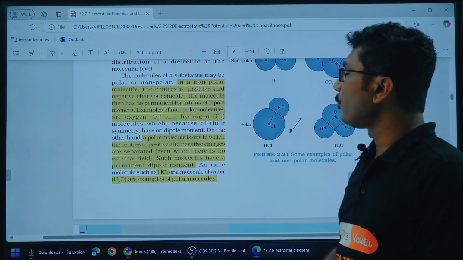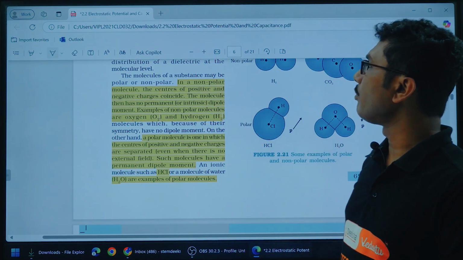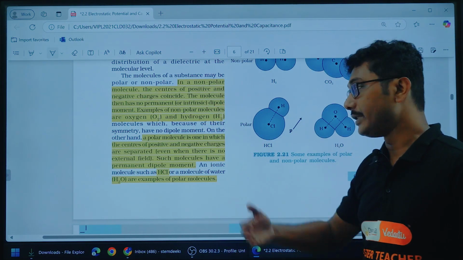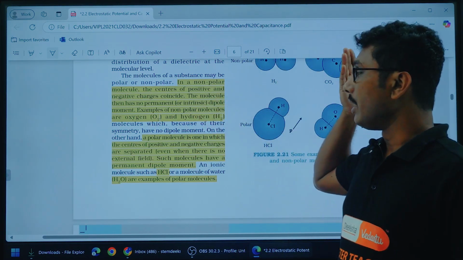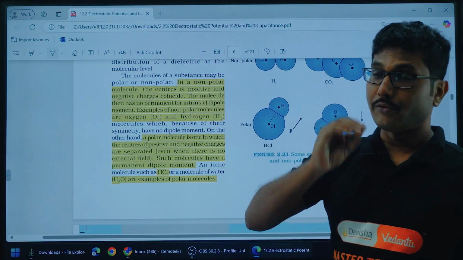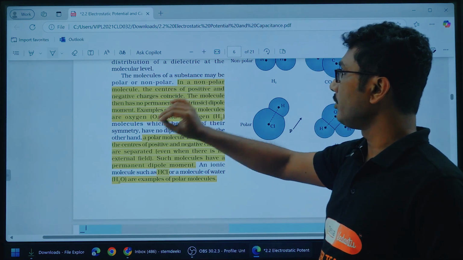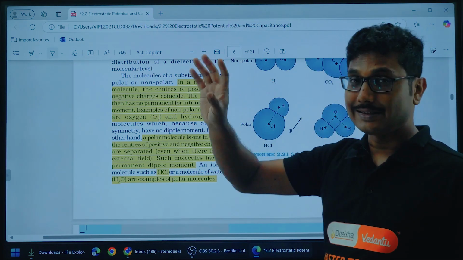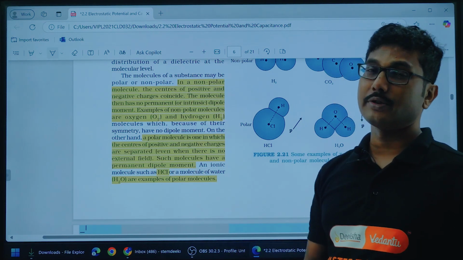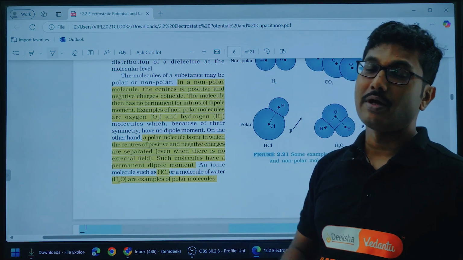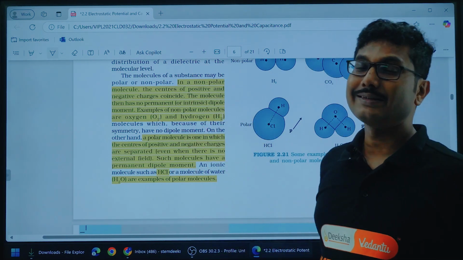Now, in a non-polar molecule, the centers of positive and negative charges coincide. We discussed this previously, and we are discussing it again because this is a very common point for MCQ questions. In the case of a non-polar molecule, options A, B, C are given: the centers of positive and negative coincide, the centers do not coincide, the centers stay a long distance apart, like that.